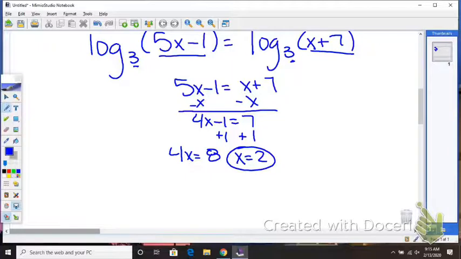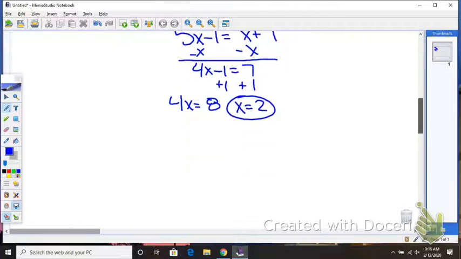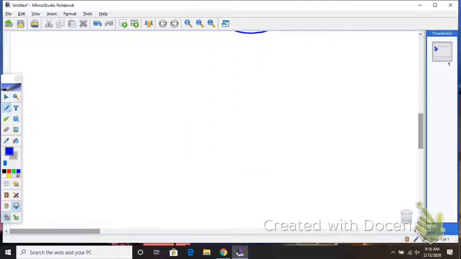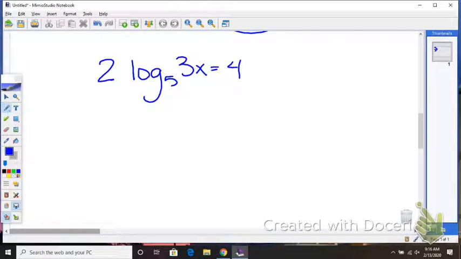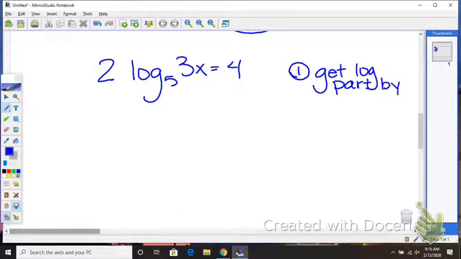The next one we have to use exponential functions. So this is the real deal. We ready? So I have 2 times log base 5 of 3x equals 4. So doing our bell ringer, we came up with what step 1 was going to be here. Get the log part by itself. So step 1, get log part by itself.